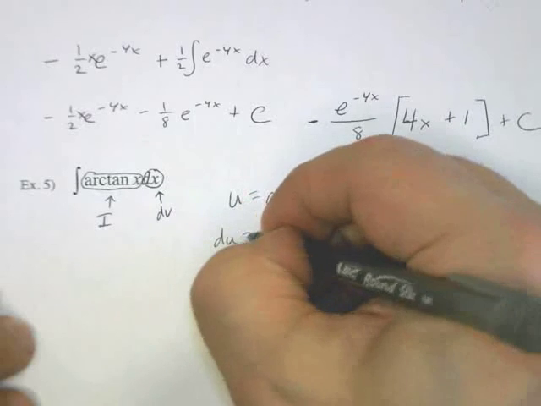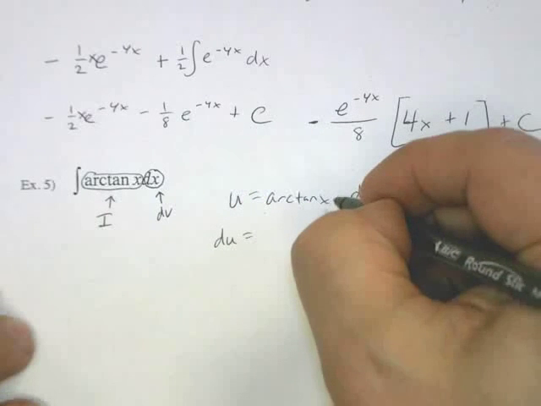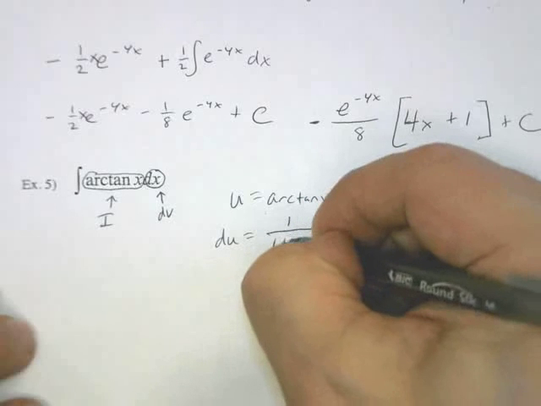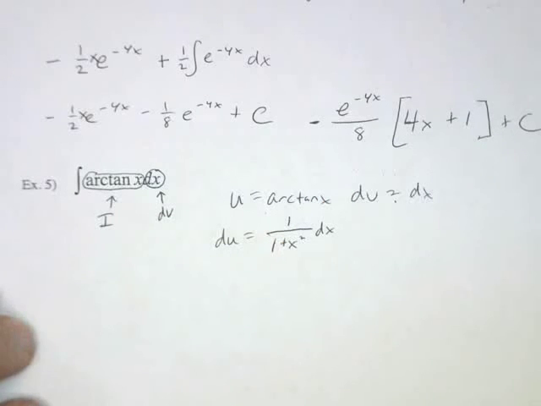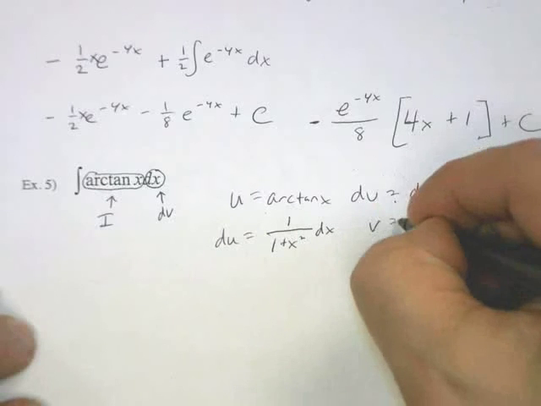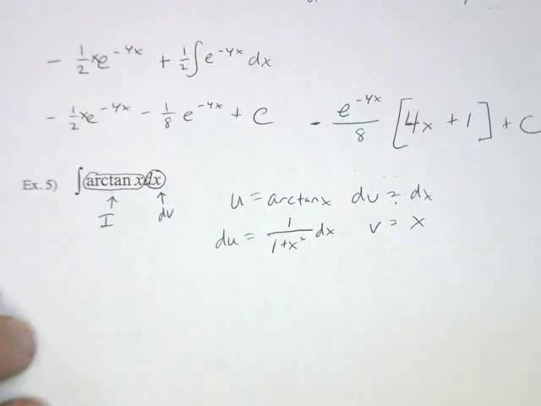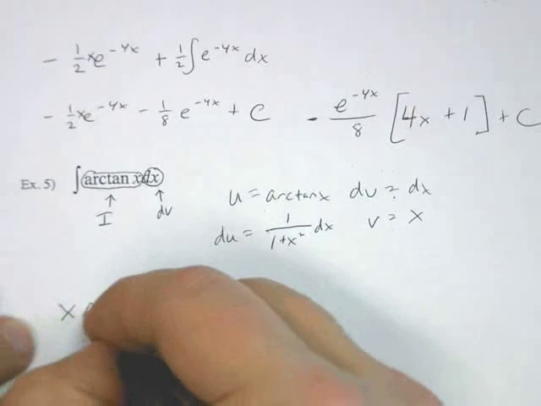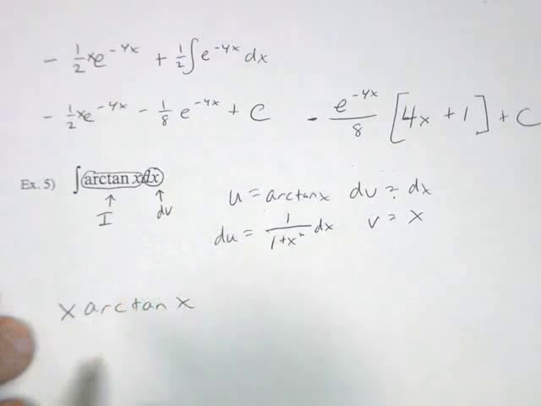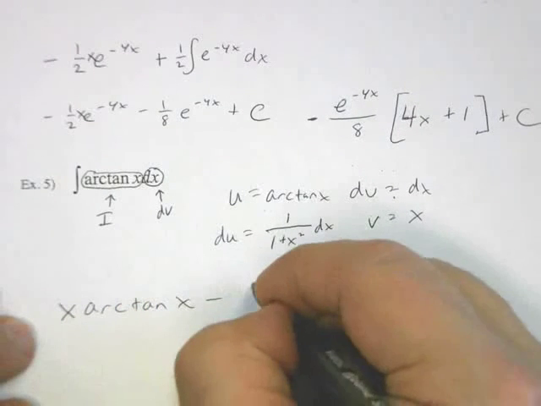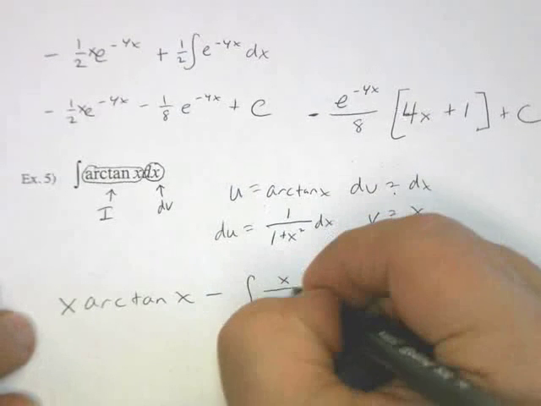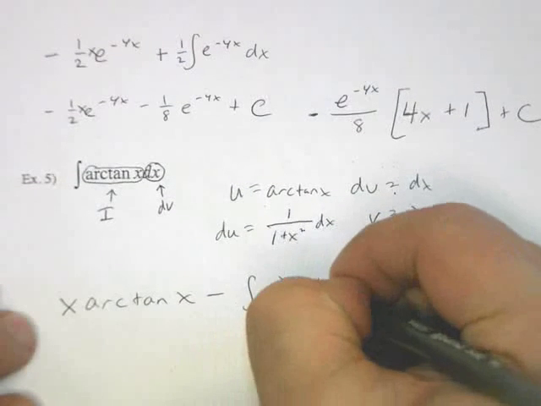Okay, now du is going to be the derivative of arctangent, which is one of our basic rules that we have to know. That's 1 over 1 plus x squared dx, or dx over 1 plus x squared. V is just going to be x because it's the integral of dx. Okay, so now I'll do u times v, which is x arctangent x minus the integral of v du, which is going to be x over 1 plus x squared dx.